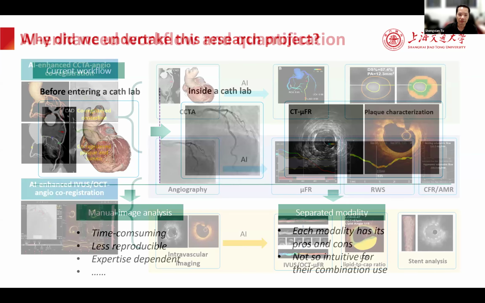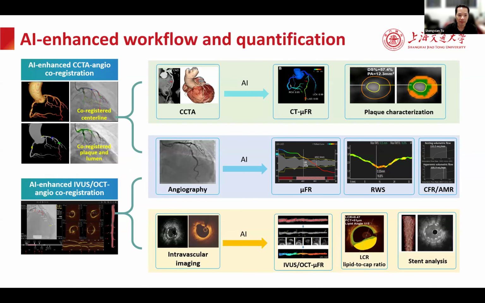Over the last few years, we have been trying to develop a solution to optimize the workflow and to extract quantitative information from each imaging modality. Now we have the co-registration between CT and angio, and also between angio and intracoronary imaging. For each imaging modality, we calculate the physiology, meaning CT mu-FR, angio mu-FR, or the IVUS and OCT mu-FR, sometimes called OFR and UFR.